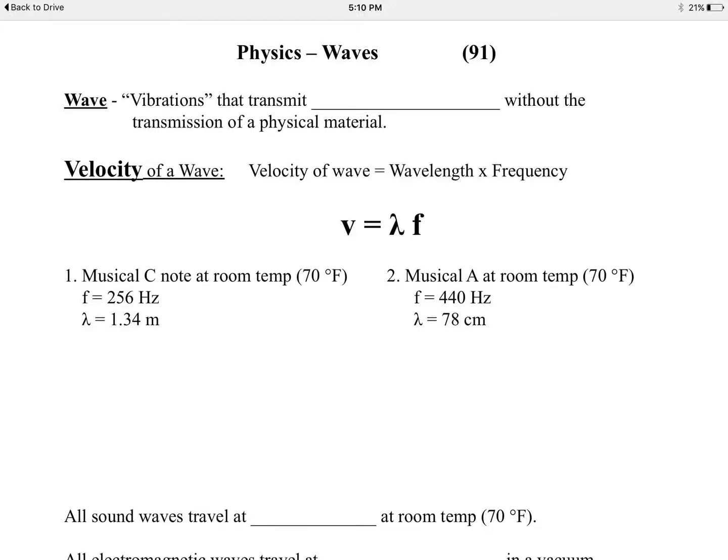The Physics of Waves, Day 2, or Day 91 in the notes. In yesterday's notes, Day 90, the main idea is what is a wave, what is the main characteristic of a wave. It's common to all waves, and that is that waves are vibrations or disturbances or wiggles or jiggles that transmit energy without transmitting a physical material.